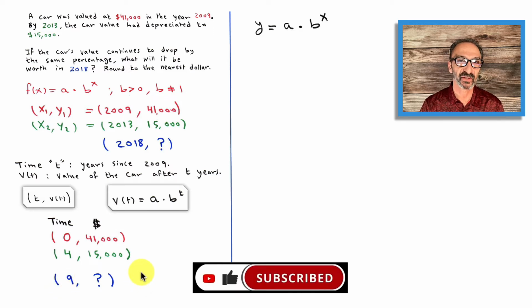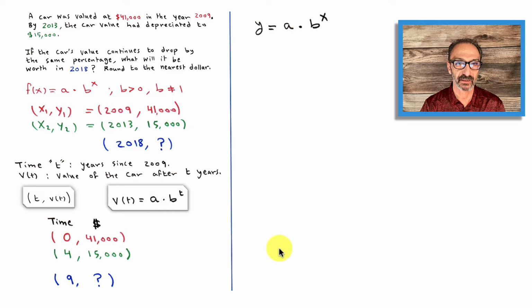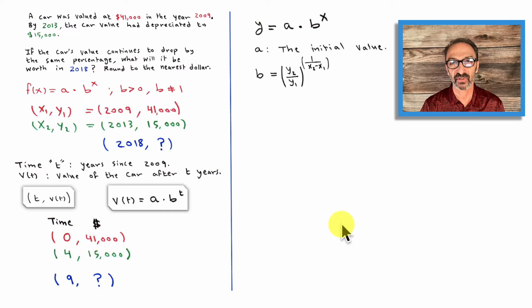y equals a times b to the power x. A will be the initial value, in this case $40,000. And b is, as I mentioned earlier, y2 over y1 to the power 1 over x2 minus x1. To see how this works, I'll give you an example first, then I'll go back to this problem. I want to show you why this is true. I mean, you could use it, but it's good to know why it looks like this.